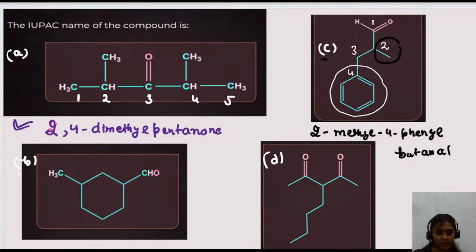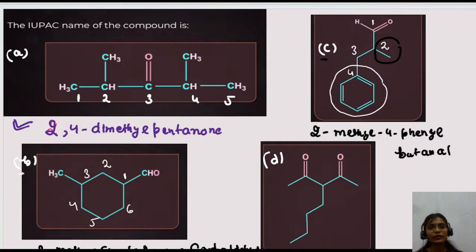Then how about this B? In this case, which one is the parent again? The numbering starts from this, so it's 1, 2, 3, 4, 5, and 6. What is the name for the compound? At third position you will have methyl. So it's 3 methyl cyclohexane carbaldehyde. I hope you already know that when the functional group is not part of the parent chain, you have to use the carb word, like carboxylic acid, or here we're using carbaldehyde. So this is the name for the B there.